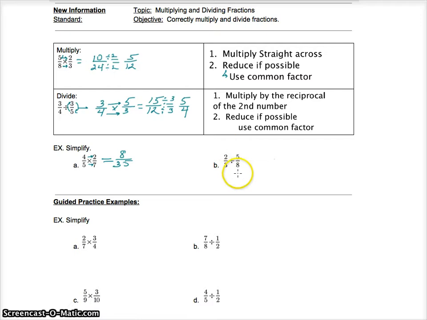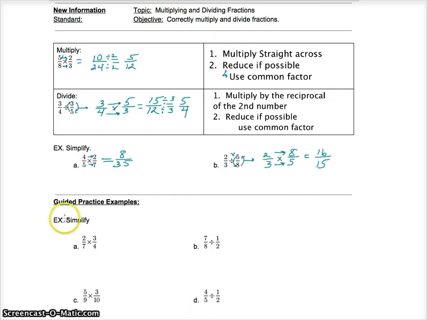Part B, I have division. It says 2/3 divided by 5/8. So I'm going to change that. In order to divide, I've got to multiply by the reciprocal. So we're going to rewrite our problem. So we have 2/3 times 8/5. Now I can multiply straight across, and I should get 16/15. 2 times 8 is 16, 3 times 5 is 15.